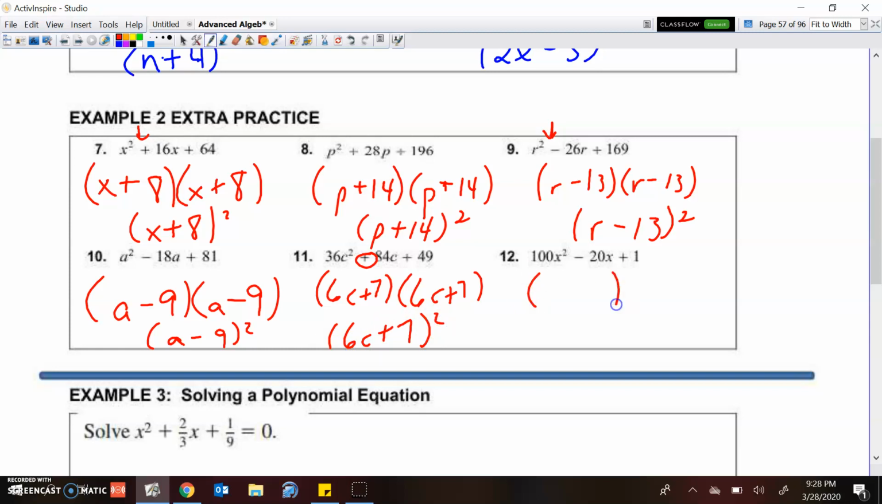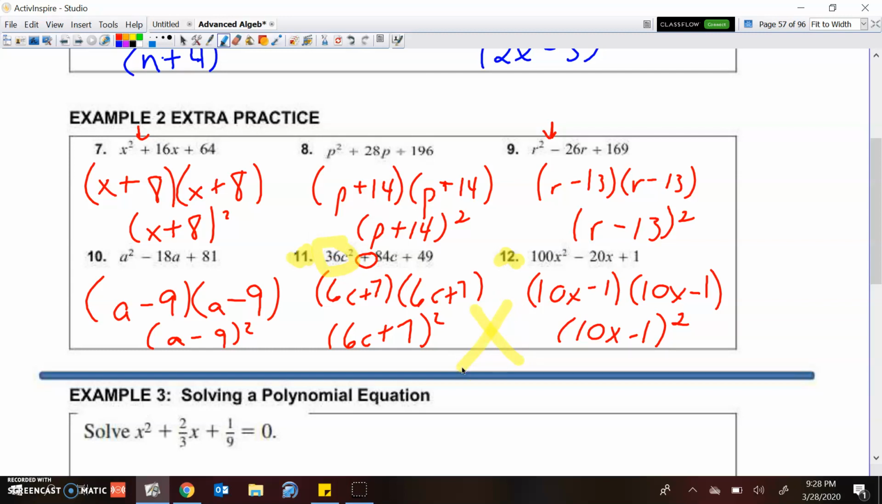And for the last one, we're going to have 10x and 10x. Square root of 1 is 1 and 1. We're going to put a subtraction sign there, so we just get 10x minus 1 quantity squared. Now this pattern is really helpful for problems like 11 and 12, because if you were to do the algorithm, 36 times 49 is going to be really big. If you even did the x method, you have a lot of possibilities for what you could do first.